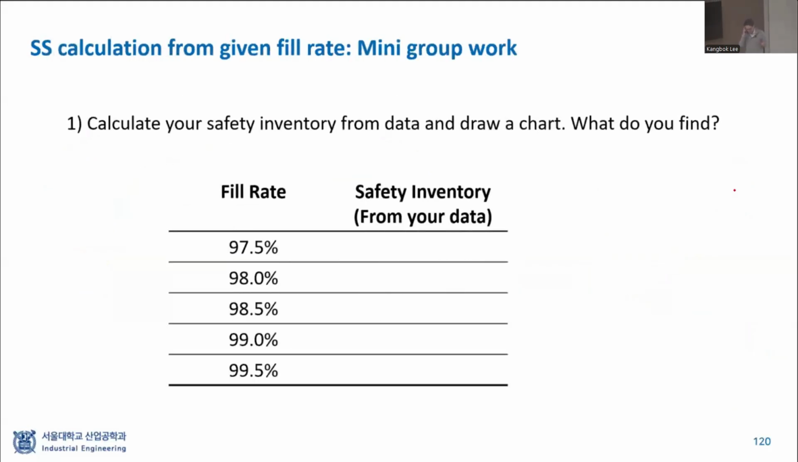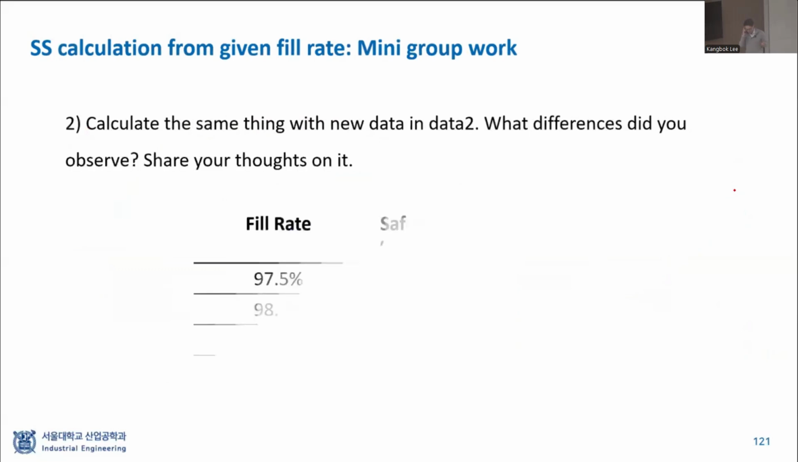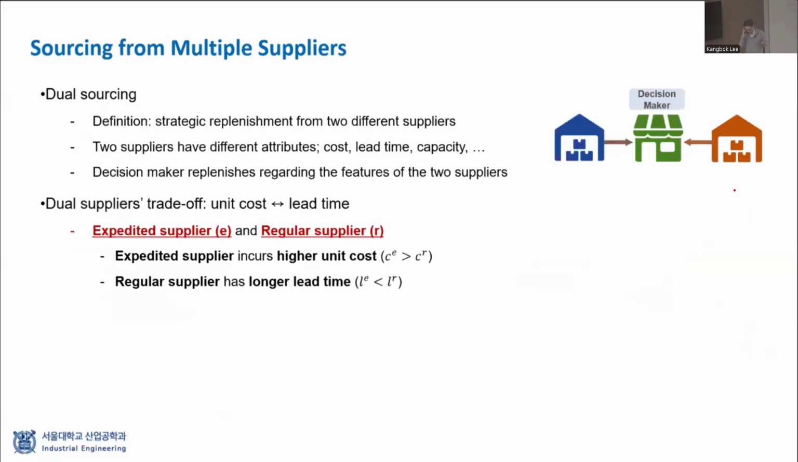I was thinking of a new workshop, but if I do that, I will finish my second hour just doing it. So I'll skip it, and instead let me introduce the last problem for this lecture, which is called dual sourcing from multiple suppliers. So what is dual sourcing? Basically, you have more than one supplier.